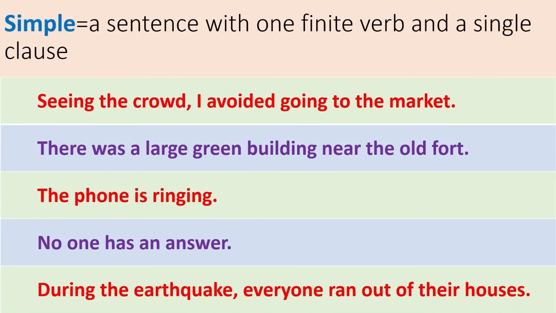During the earthquake, everyone ran out of their houses. Now, ran is the only verb here. The rest of it has no finite verb. And clause is only one, because the rest of it, during the earthquake, is a phrase. During is a preposition and earthquake is a noun. So we don't have a second clause here. We only have a phrase.